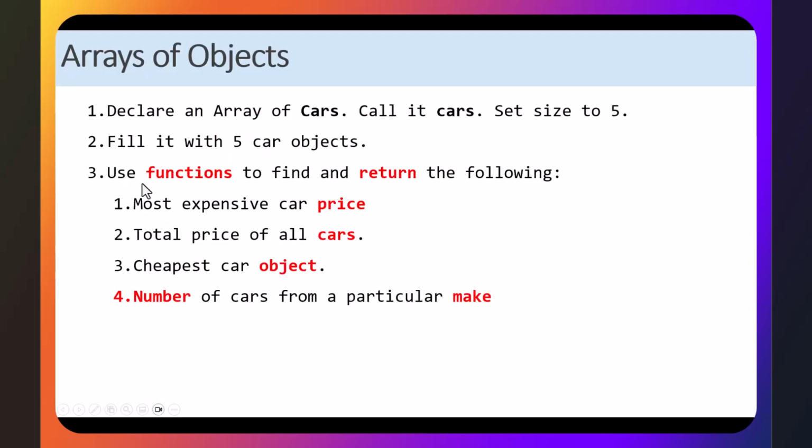Now, in part 3, use functions to find and return. You need to pay attention to the return type. The following: most expensive car price. So we want the price, which is double. So we will create a function that will always return the maximum price of the car. Total price of all cars, this is easy. Cheapest car and number of cars, we will see this. So now let's see most expensive car and total price of all cars.